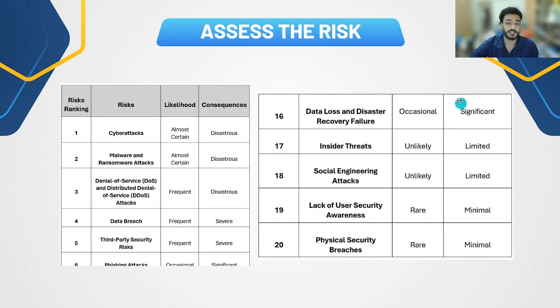Next, we ranked the top 20 risks that we identified. The risk most likely to occur with the most severe consequences would be the first risk, and the other risks fall under that. So our first three risks, which are cyber attacks, malware and ransomware attacks, and DDoS, are the first three risks that need immediate control by the organization.